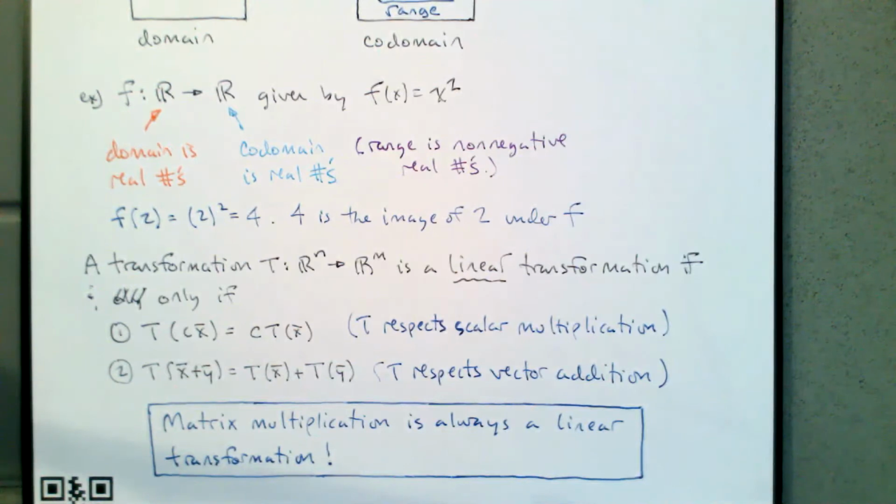Why this is relevant to our interests, and all our interest in matrices and linear systems and so on: a matrix multiplication always makes a linear transformation. Matrix transformations are always linear transformations. Let's look at an example where we define a linear transformation with matrix multiplication.